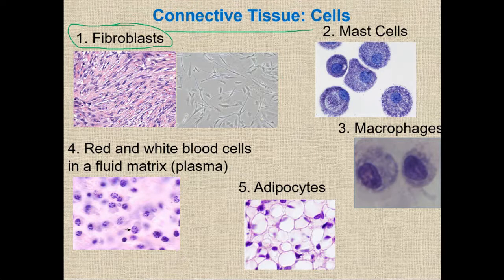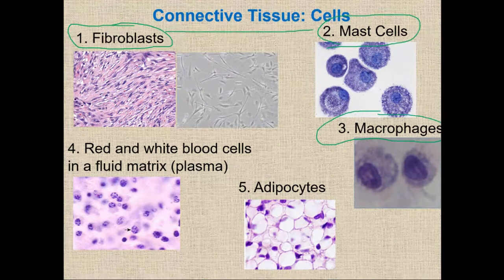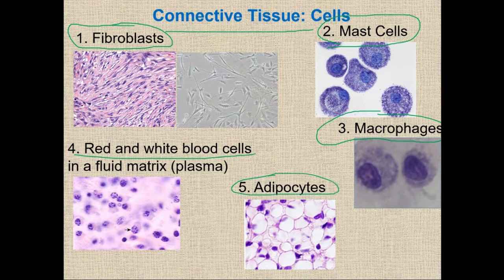So fibroblasts are the predominant cells, but you also find lots of defensive types of cells in all connective tissues. There are macrophages, mast cells, monocytes as well. I don't have them here, but there's another possible one. And of course, red and white cells are found in blood. And adipocytes, they're very unique, right? They're typical of the adipose connective type of tissue.